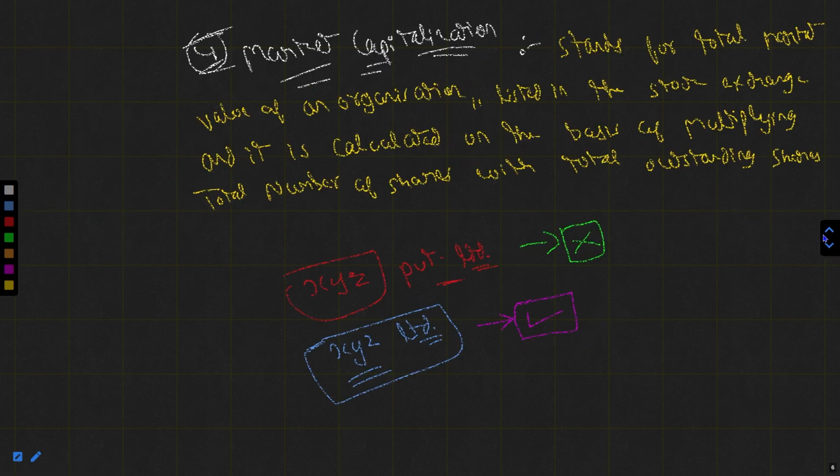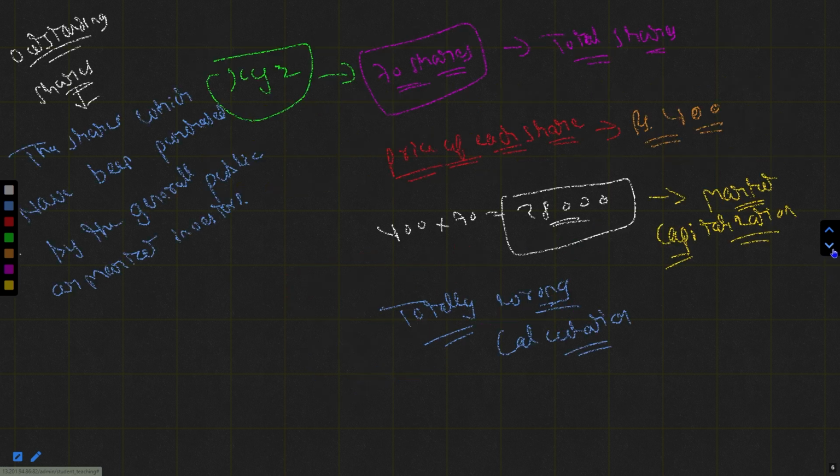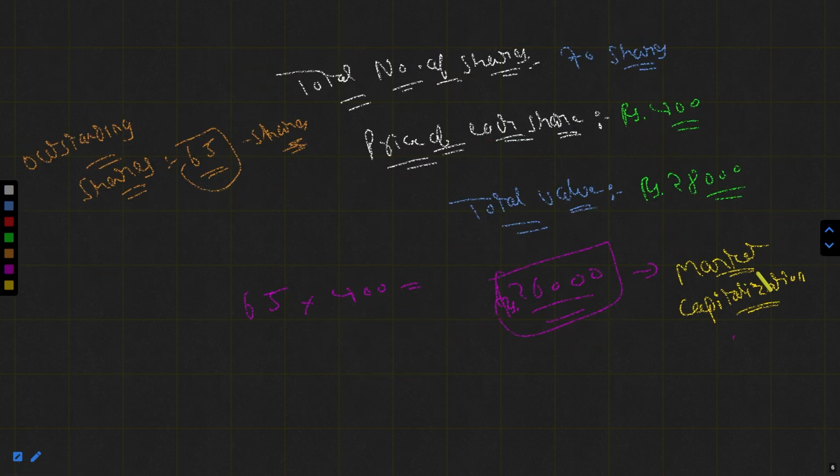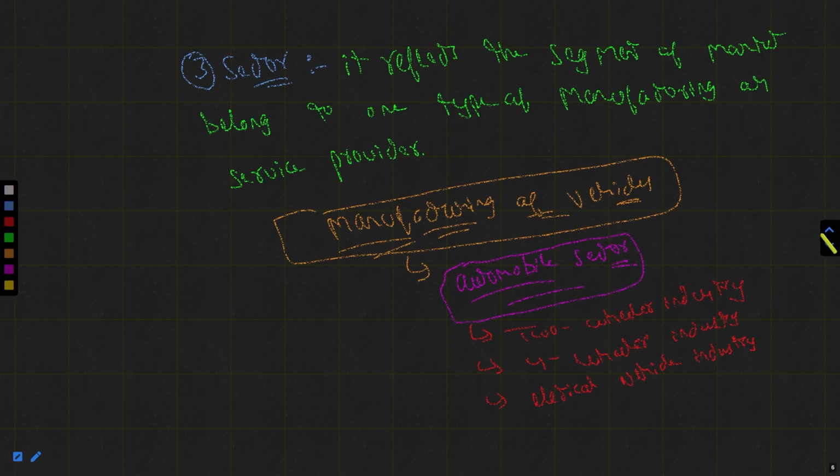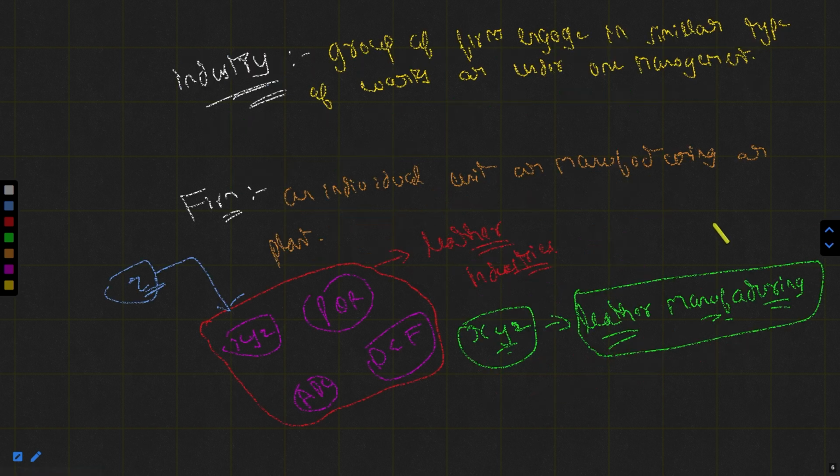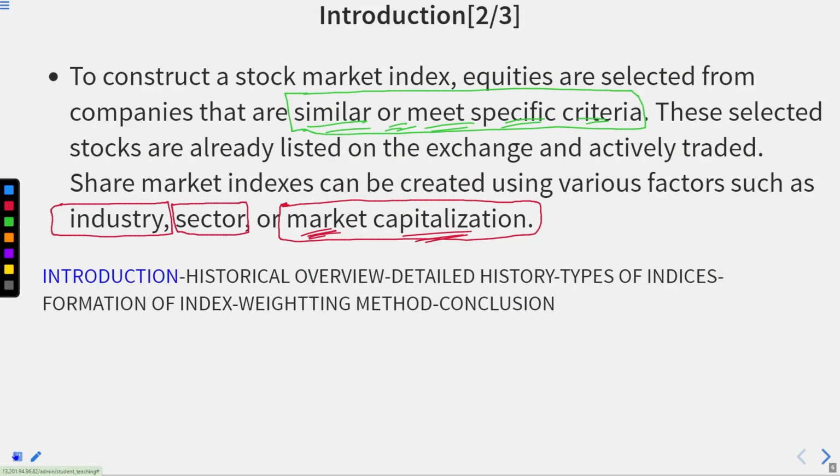Okay, what is the formal definition? It stands for the total market value of an organization listed in the stock market. Remember, this is the necessary condition, and it is calculated on the basis of multiplying the share price with the total outstanding shares. Remember, outstanding shares, not total number of shares. So this is the correct definition. Thereafter, we have seen the difference between the sectors and the industry, and we have also seen the difference between the industry and the firm.